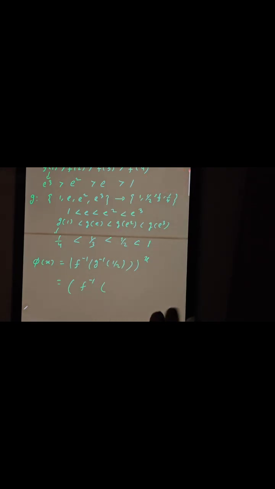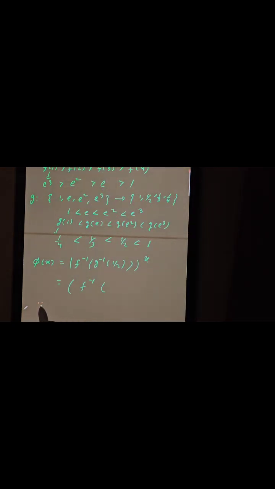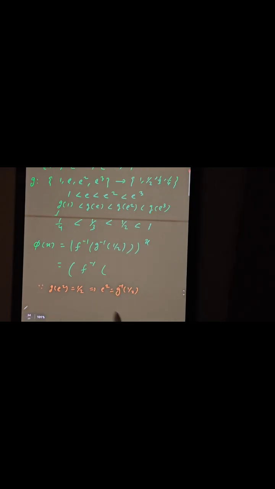Clear? So I will write this in detail, so that no need to worry about this. You will write, since G of e square is half, this will imply e square is G inverse half, because it is 1 1 and 1 2. So just reverse happens, there is no other way. Okay, this is the utilization of 1 1 and 1 2 function. And now G inverse half is clear, so I will write G inverse half e square.